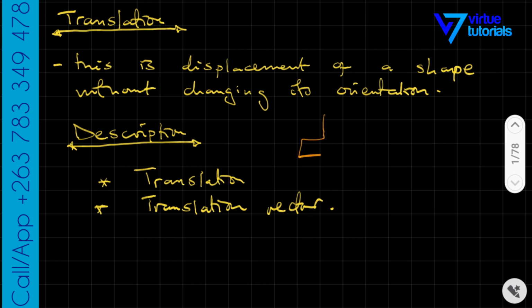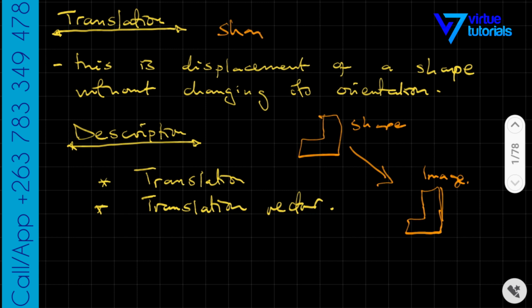If we had a shape like this, we can move it to another position like that. We did not change its orientation. We didn't flip it one way or the other, but we simply moved it from one position to another. So if that's your shape and the image is there, then you can tell that that's a translation. If you ever see a shape and image that have the same appearance and same orientation, it is definitely a translation.